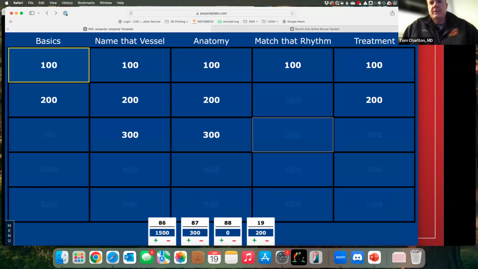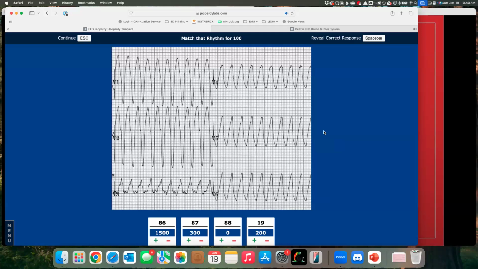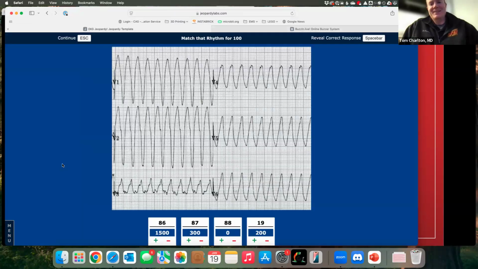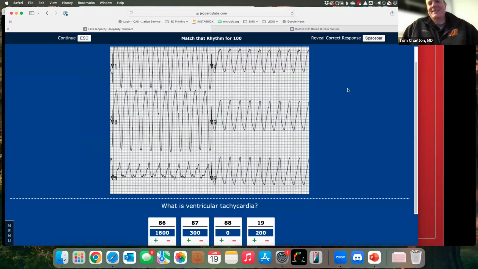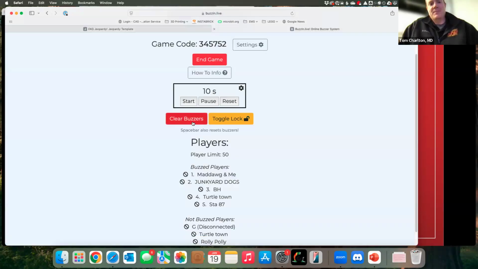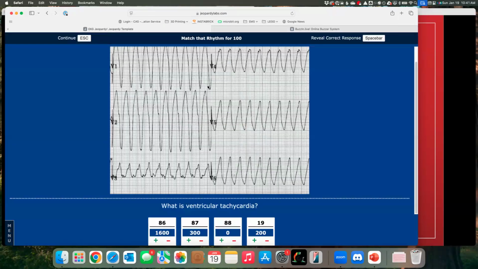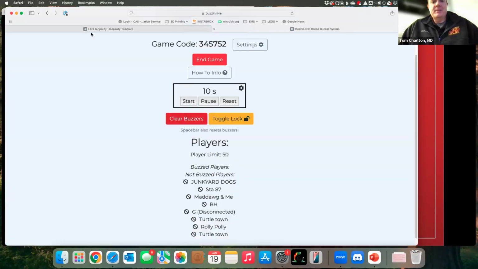All right. 19s, what's next? You can do the last match of rhythm. I love how quickly people ring in on that. That makes me feel better. Mad Dog and me. What is beta? Correct. If anybody got that wrong, it was going to be up. Okay, now there's a complaint that technically it's wide complex and is it stable or unstable? Let's see. Clear buffers. Okay.